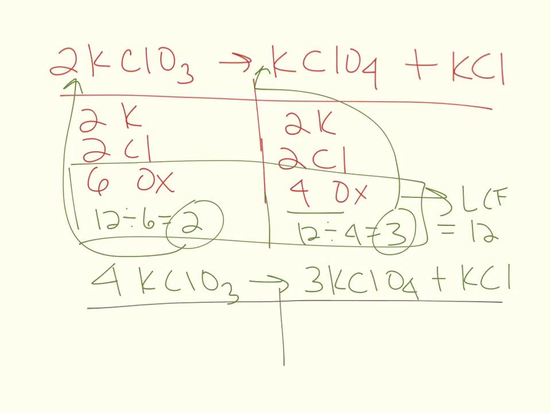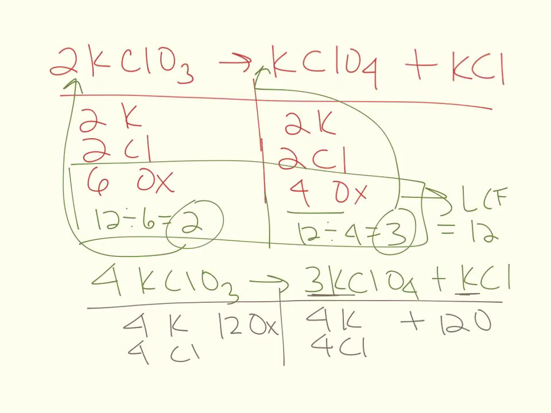Let's do a quick check to make sure that everything balances. Now on our reactant side, we have 4 potassium. On the product side, we also have 4 potassium: 3 plus the 1 gives us 4. On the reactant side, we have 4 chlorine. On the product side, we also have 4 chlorine, because again, the 3 chlorine plus the 1 chlorine gives us 4. On the reactant side, we now have 12 oxygens because 4 times 3 gives us 12. And on the product side, we also have 12 oxygens.